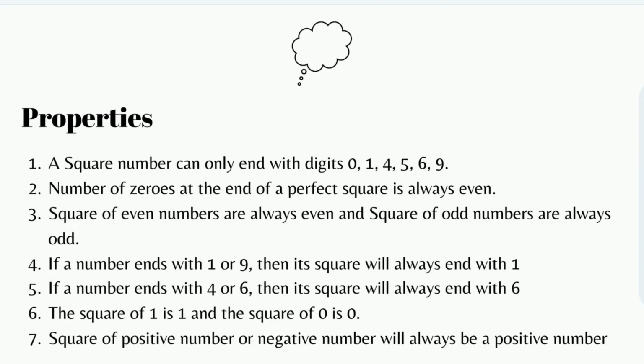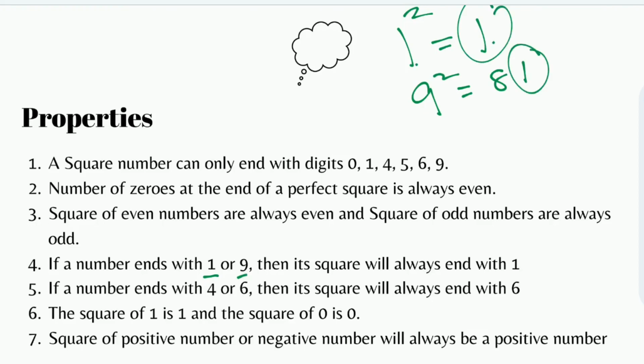The fourth one says if a number ends with 1 or 9, then its square will always end in 1. Again, it is obvious, because 1 squared is 1, and 9 squared is 81. So if the number ends with 1 or 9, it will always end in 1, because 1 into 1 is 1 and 9 into 9 is 81. Hence it will always become 1. You can always check it using other numbers as well. For example, if I do 19 squared, I have 19 into 19, which will become 361.